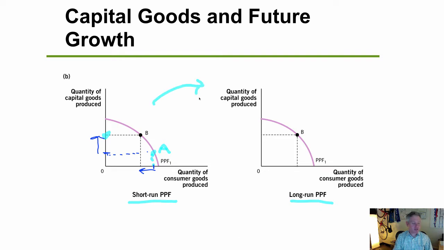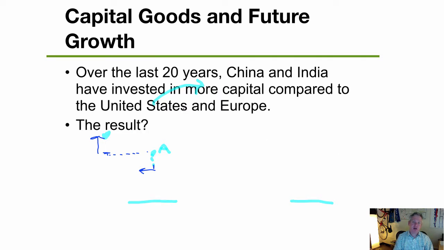Let's see what happens to the future. Notice we're going to get a much, much larger shift in the production possibilities frontier. So the amount of resources being used to create capital today can directly influence the growth rate of the economy. So notice this is growth in the production possibilities model. This shift out means we can now produce more capital goods for the future and a lot more consumer goods for today.